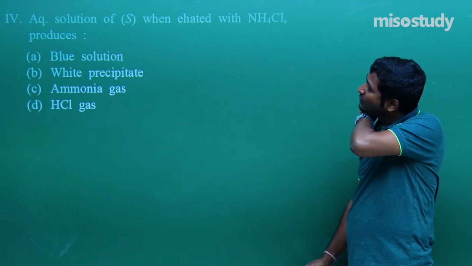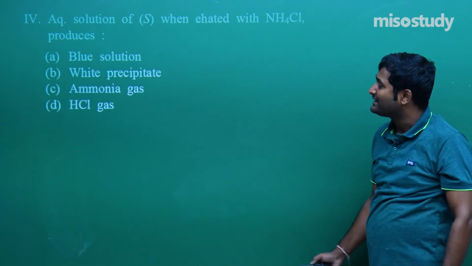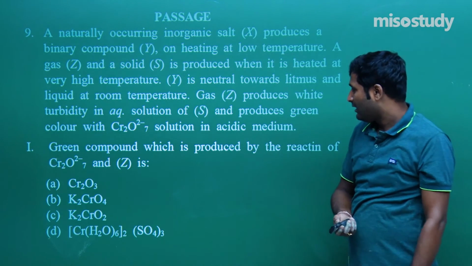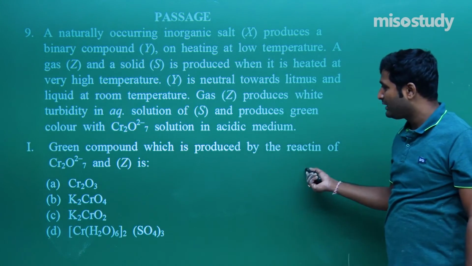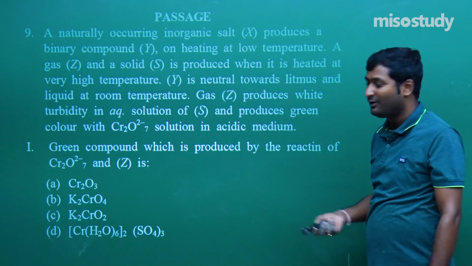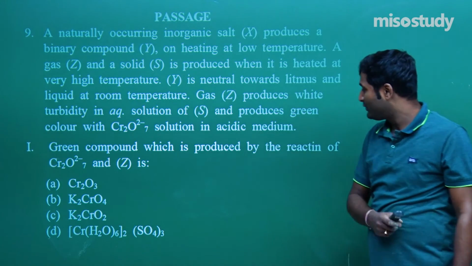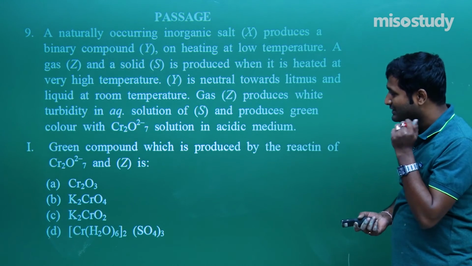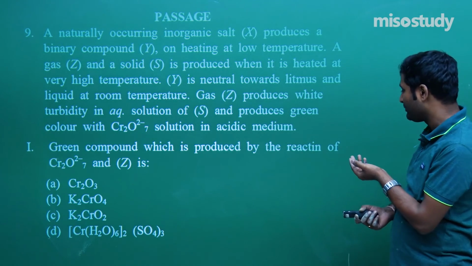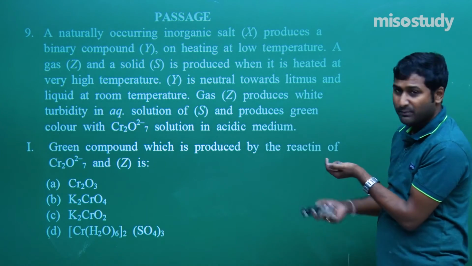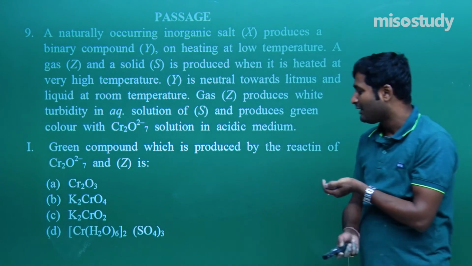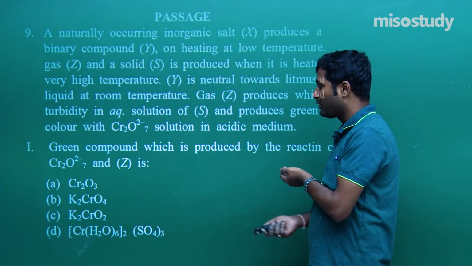Aqueous solution of NH4Cl gives you ammonia gas, as I discussed earlier. And the next one is green. The green compound which is produced by, the board is green, I am also wearing a green t-shirt, and the question is also green. So the green compound which is produced by the reaction of Cr2O7, that is dichromate, and the gas is, we know, SO2. What will happen? It gives you Cr(H2O)6 whole twice SO4 thrice. The product is D. Clear?